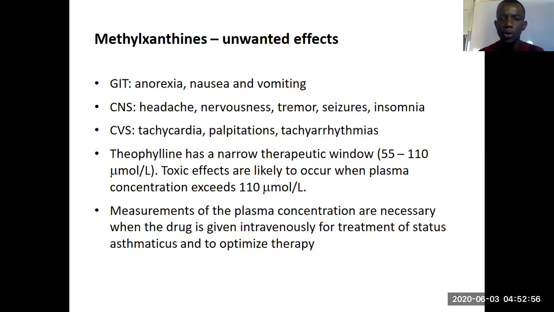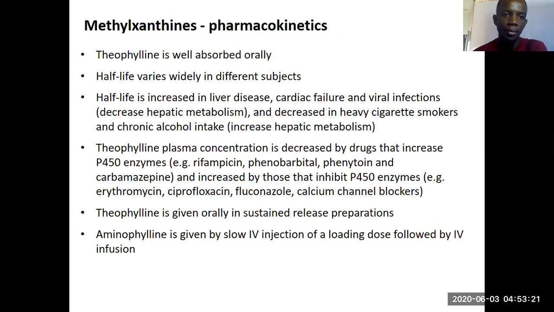Theophylline has a narrow therapeutic window, okay, and toxic effects are likely to occur when the plasma concentration exceeds 110 micromole per liter. Measurement of plasma concentration is necessary when the drug is given intravenously for treatment of status asthmaticus and to optimize therapy. Status asthmaticus is also the other word for severe asthma.